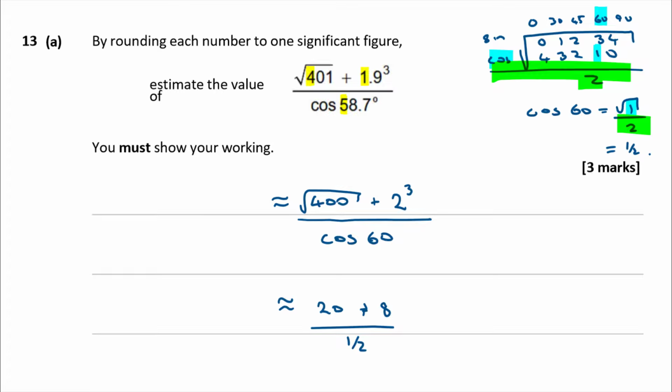Okay, well 20 plus 8 is 28, and dividing through by a half, that's the same as multiplying through by 2. So this is going to be the same as 28 times 2, which is double 28. What's that? 56. Okay, so it's going to be 56.